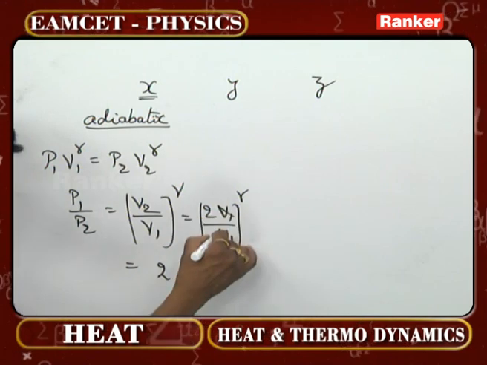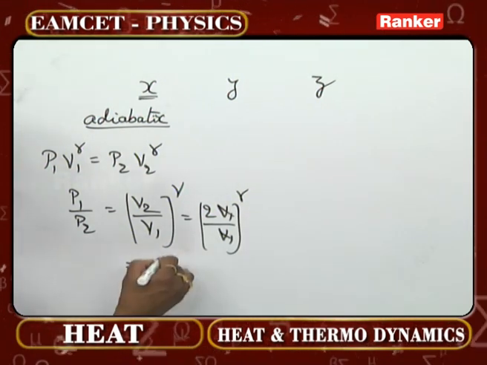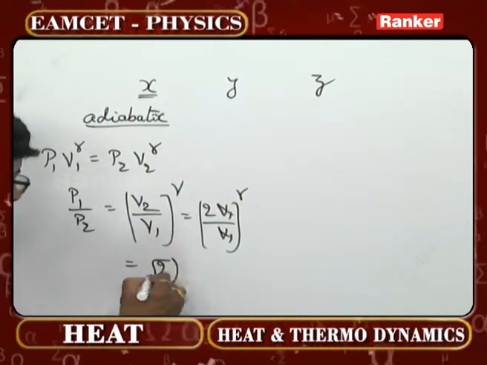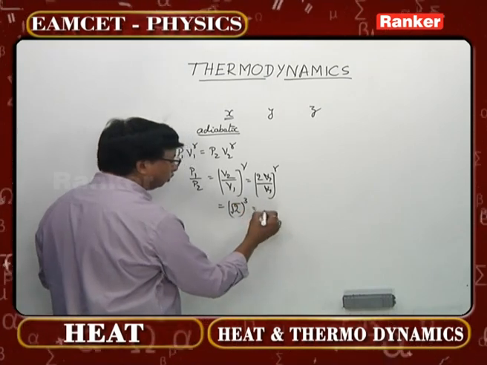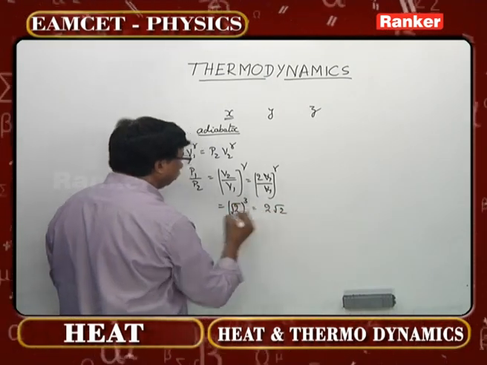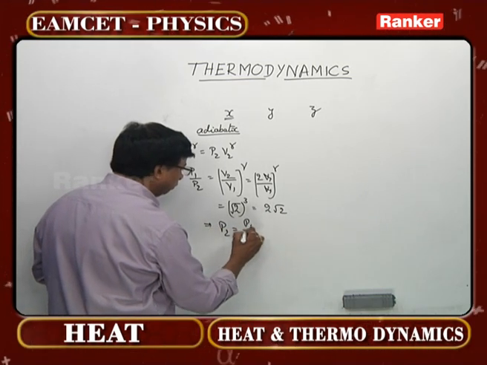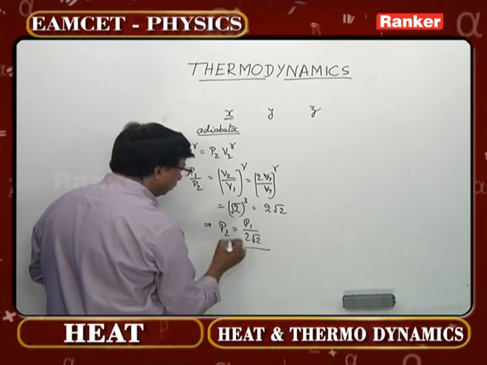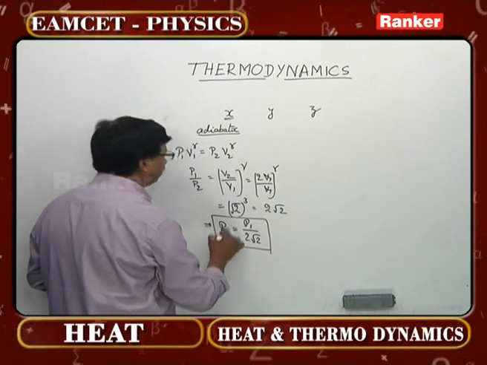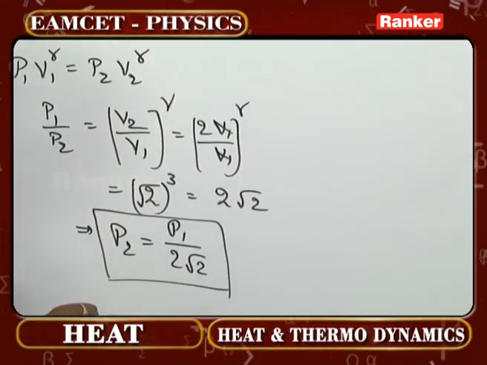2 to the power, what is gamma given? 3 by 2. That means root 2 whole cube. Root 2 whole cube, is it not root 2 root 2? So what can we write now? P2 is equal to P1 by 2 root 2. This is the value of final pressure of the first sample that has been taken.